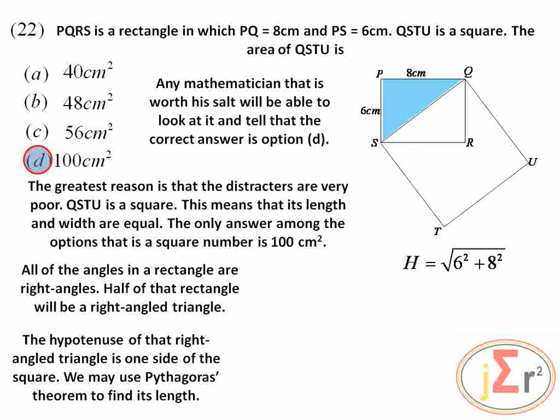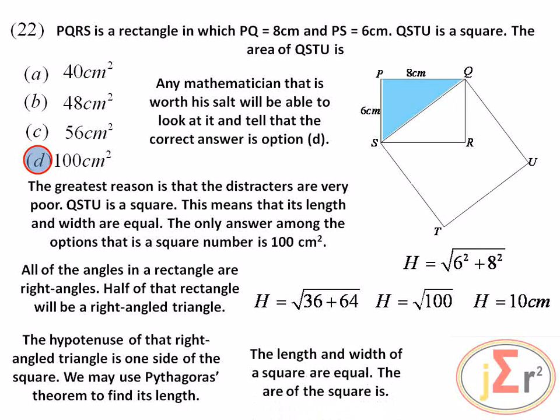6 squared plus 8 squared. Of course, 6 squared is 36. 8 squared is equal to 64. 36 plus 64 is 100. The square root of 100 is 10. So the length of that side of the square is 10 centimeters.